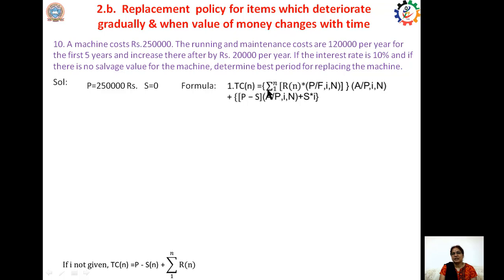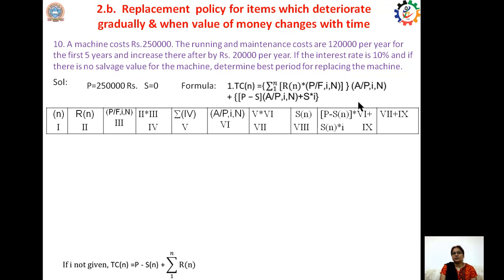Because this is P now, multiply that by this factor to convert into A. What is N to be used now? N should be the entire life, because A we needed for all the 5 years. So we have to consider 5. So that is how we'll be doing it.